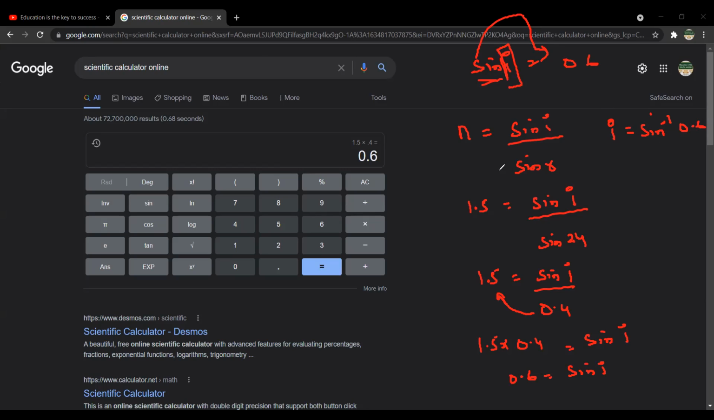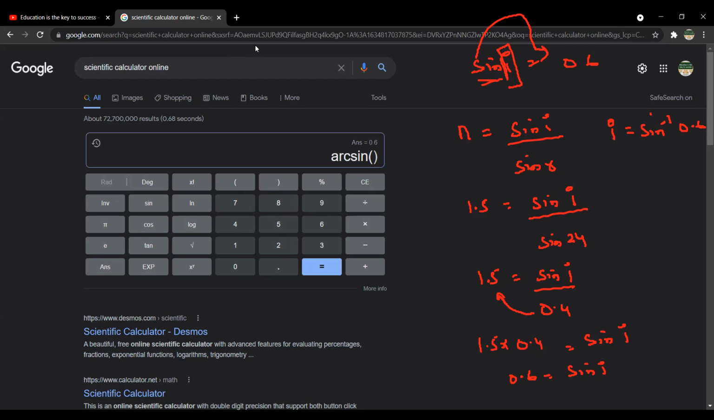0.6. How do we write sine inverse on a scientific calculator? On this Google calculator it is written INV, meaning inverse. But on your scientific calculator, it will be written SHIFT. So first I press shift, and then you can see sine inverse, cos inverse, tan inverse. I have to take sine inverse, so I press sine inverse. Here this calculator shows arc sine. Arc sine is the same as sine inverse.